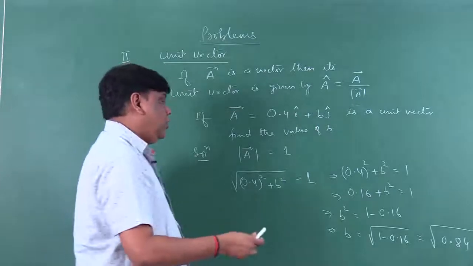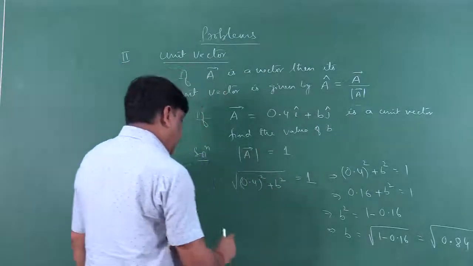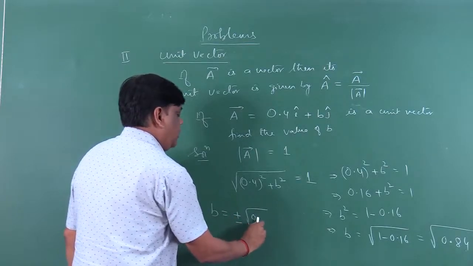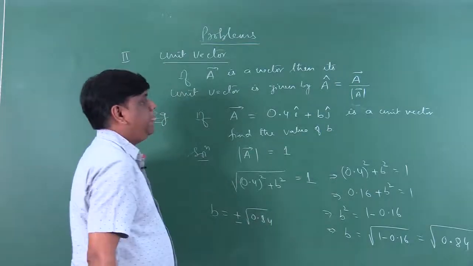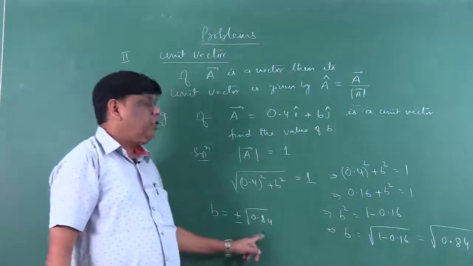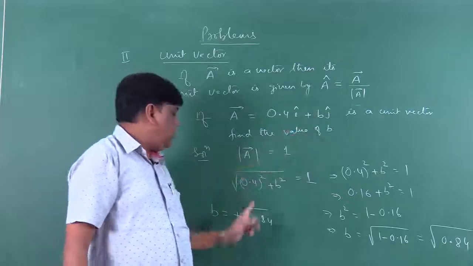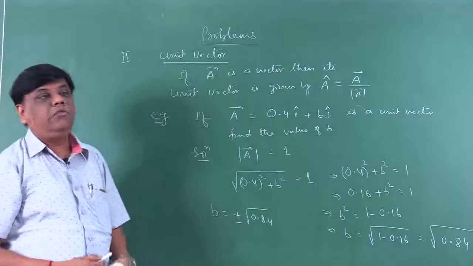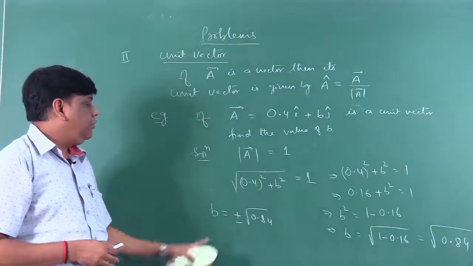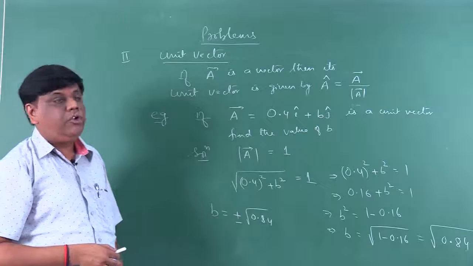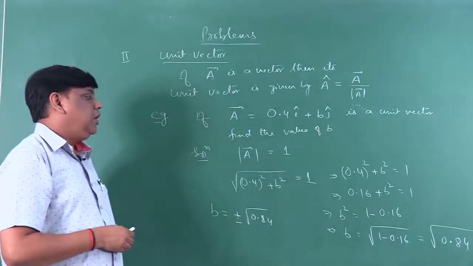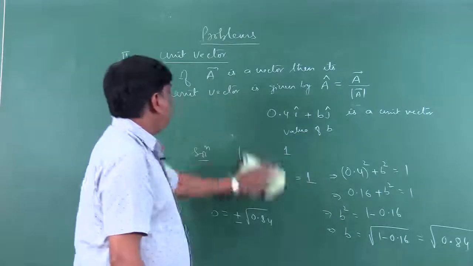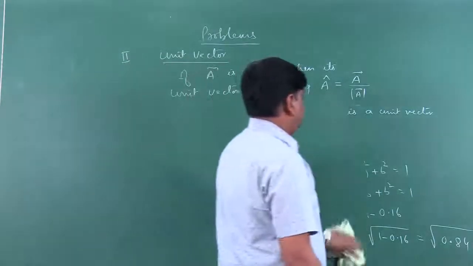Clear. So the value of b can be written as b must be plus minus root under 0.84. Why plus minus? Because if we put a plus value or a minus value, while calculating the magnitude it will get squared, so it will give you the same result. So b can either take the positive value of root 0.84 or the negative value of root 0.84, right? So like that we can find out the value for the unit vector.